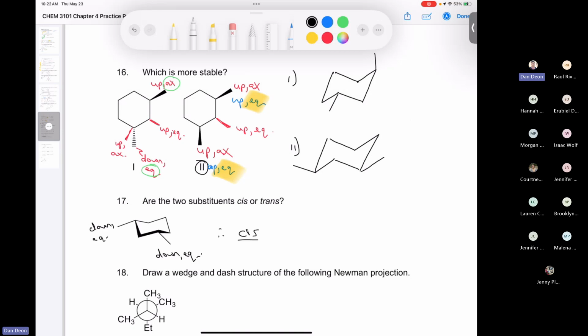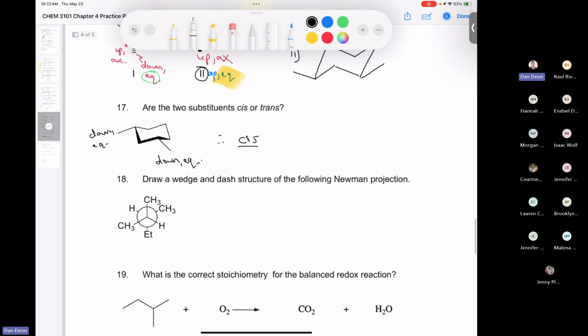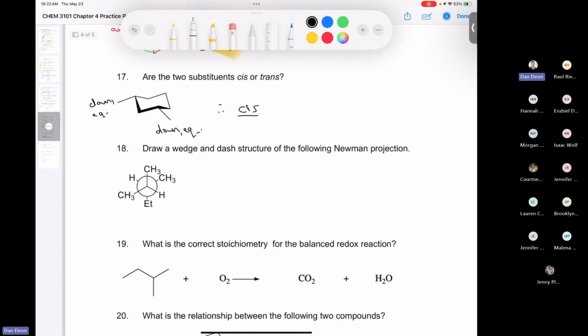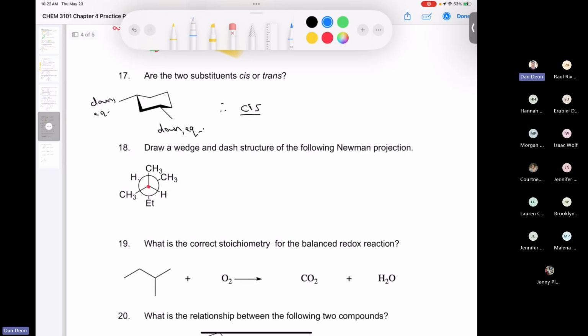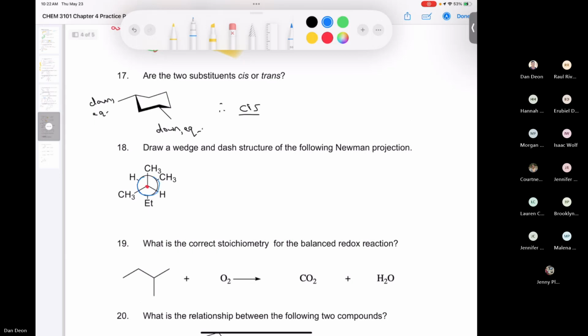They're both pointing down. The next one is something I don't ask a lot of, but it's just asking you to draw a wedge and dash structure of the following Newman projection. So if I imagine this dot as being, I'll use red for the dot, and if you imagine this blue circle, okay, so you imagine you're looking at it, right?